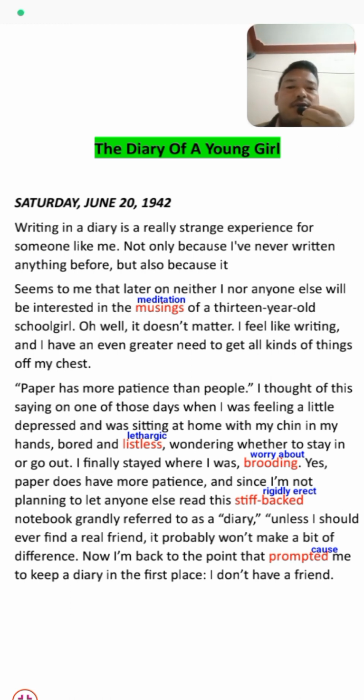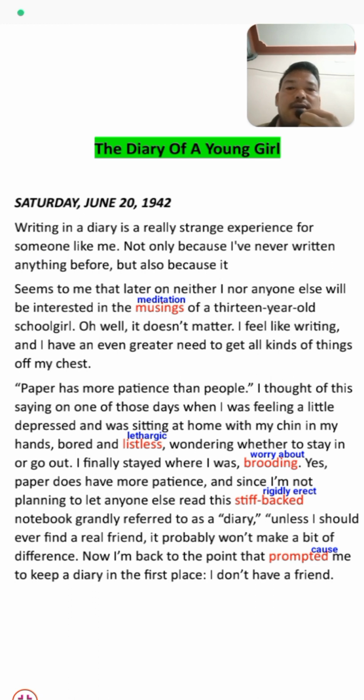Paper has more patience than people. I thought of this saying on one of those days when I was feeling a little depressed and sitting at home with my chin in my hands, bored and listless. It's a lethargic, wondering whether to stay in or go out.